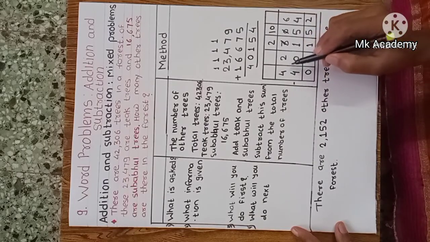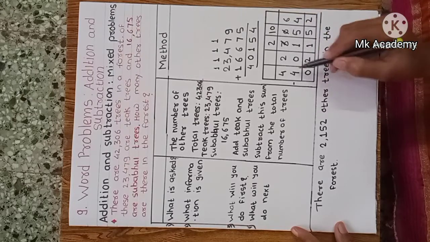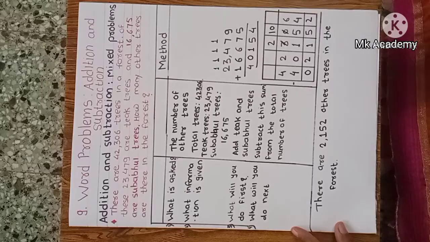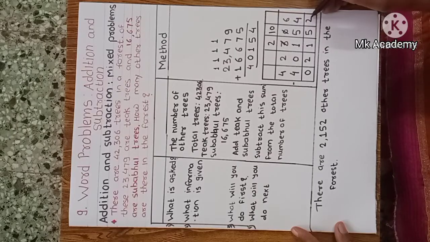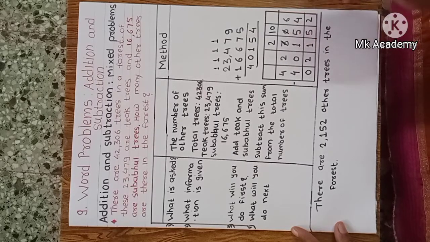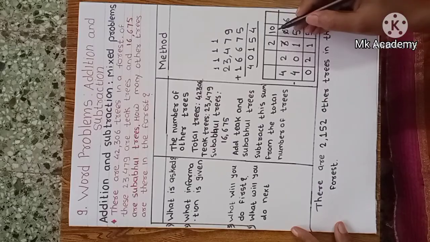Now we have to subtract this sum from the total number of trees. Total number of trees are 42,306 minus 40,154. 6 minus 4, 2. 0 minus 5, this is not possible. 0 is small and this is big. Therefore, we can borrow from the hundreds. Here 300, we can borrow 100. How many hundreds remaining here? 2. Then here we get 10.